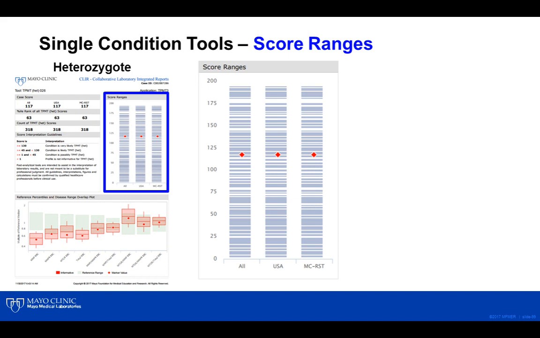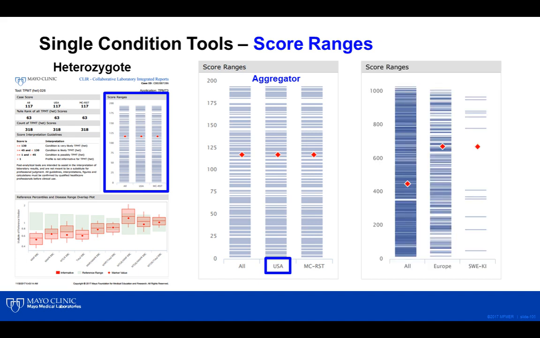The score range plot is a graphical representation of all scores, each represented by a band. In this example, the choice of aggregator is the United States. The utility of comparing separate score ranges is demonstrated by this example, showing scores for a condition detected by newborn screening. The Swedish program can compare the score of a patient to increasingly larger number of cases, 12 of their own, 100 from all over Europe, and 1,000 worldwide.